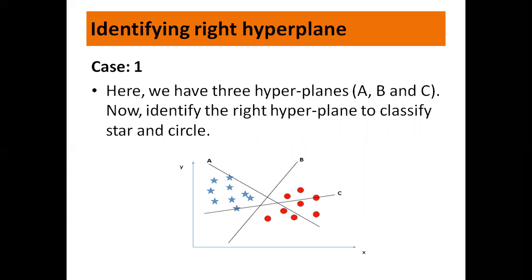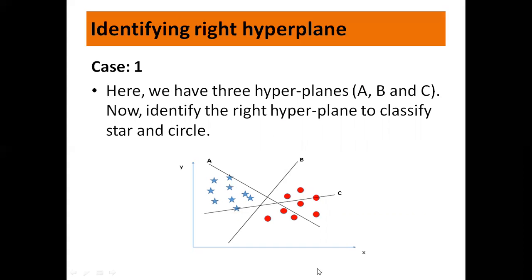Now, how do you identify which is the right hyperplane, or which one we should select? Let us look at some scenarios. So this is case 1. Here we have three hyperplanes A, B and C. Identify the right hyperplane to classify the stars and the circles. Just look at the diagram carefully and let me know which is the correct one. What you need to remember here is that the hyperplane which segregates two classes better should be selected.